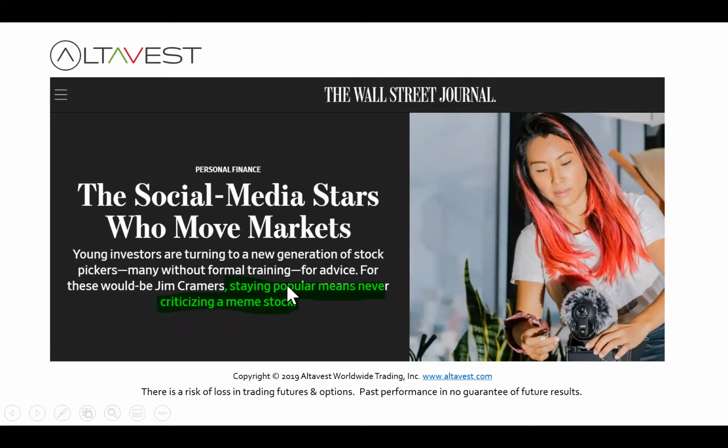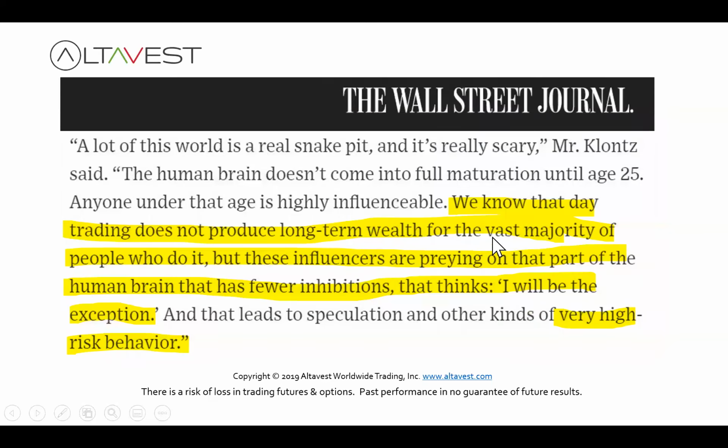Look at the Wall Street Journal talking about social media stars moving markets. Being popular on social media means you never criticize a meme stock. And there's another quote here: we know that day trading does not produce long-term wealth for the vast majority, but influencers prey on the part of the human brain that has few inhibitions and that will think, I will be the exception. So it basically leads to high risk behavior.